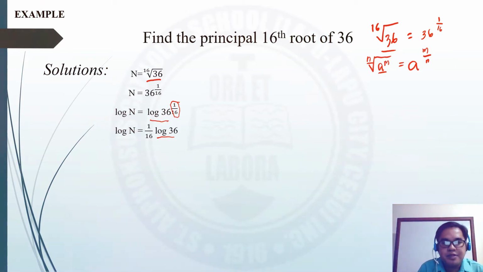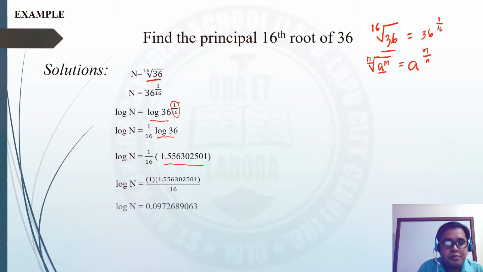Now, get the value of the logarithm of 36 using your calculator. So press the key log and 36, and then the answer will become 1.556302501. Next, you're going to simplify this result by multiplying this result to 1 over 16, and the answer will become logarithm of n is equal to 0.0972689063.